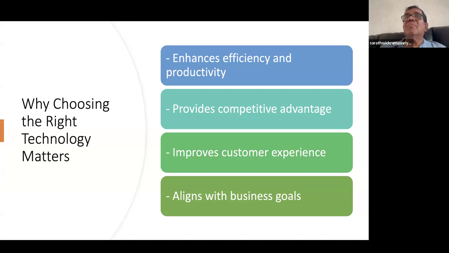Now we have a dilemma. Which technology do we use? We are entangled between these worlds. Choosing the right technology matters. Number one, it enhances efficiency and productivity. Number two, it provides a competitive advantage for a business, right?